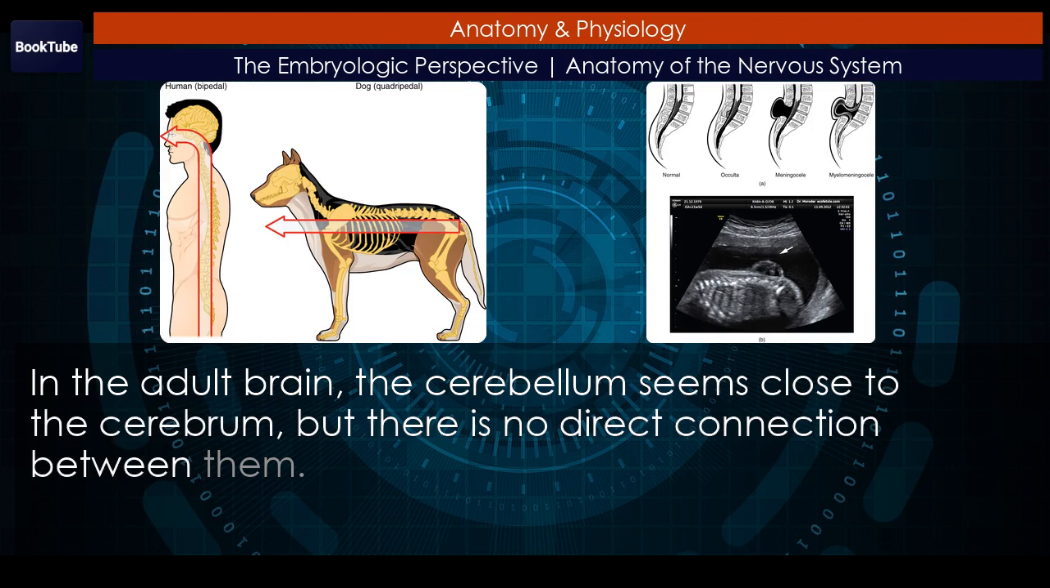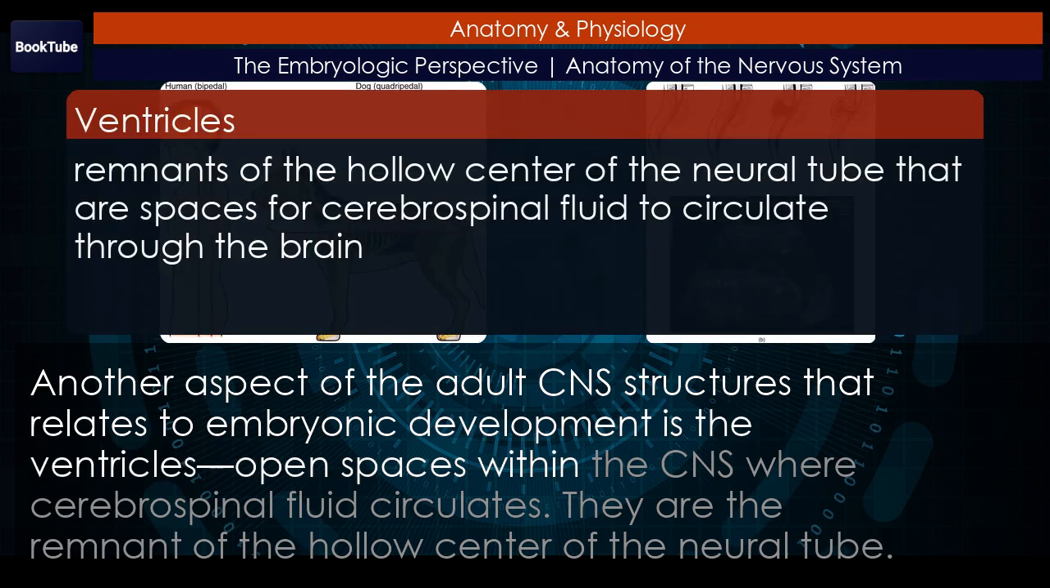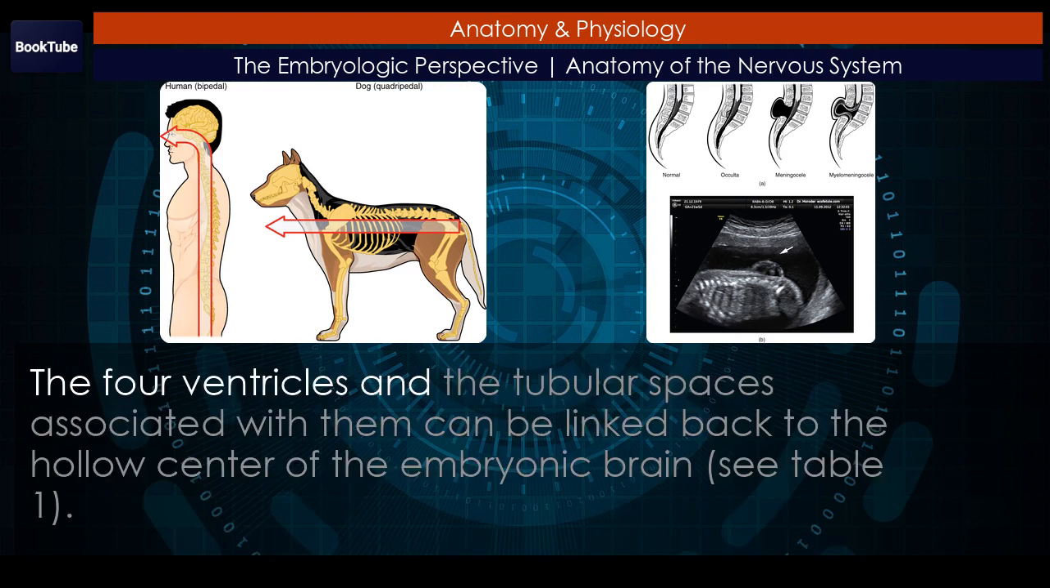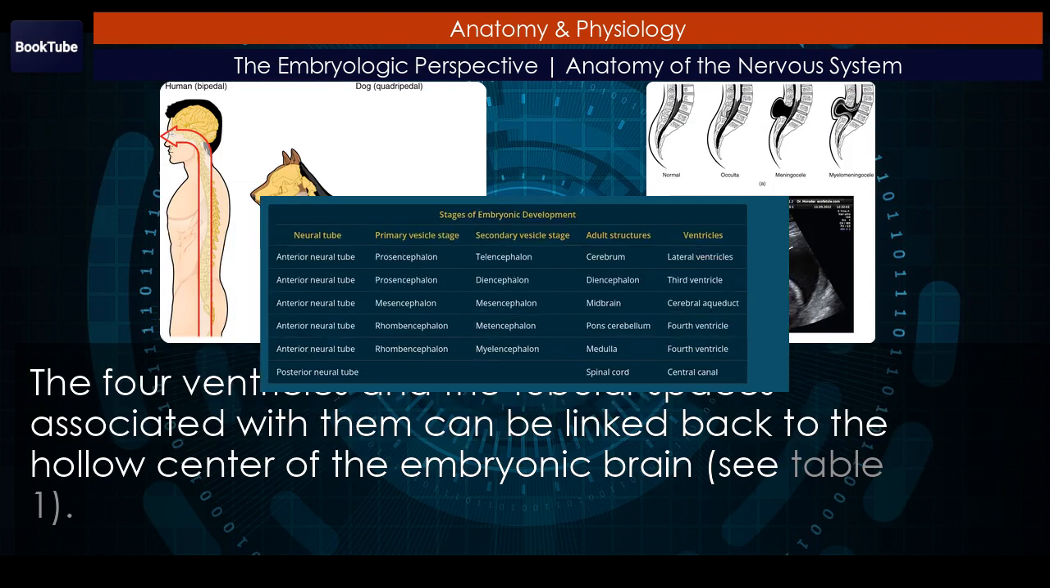connection between them. Another aspect of the adult CNS structures that relates to embryonic development is the ventricles, open spaces within the CNS where cerebrospinal fluid circulates. They are the remnant of the hollow center of the neural tube. The four ventricles and the tubular spaces associated with them can be linked back to the hollow center of the embryonic brain. See Table 1.